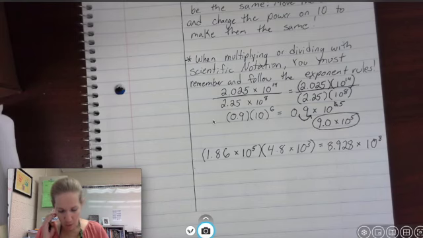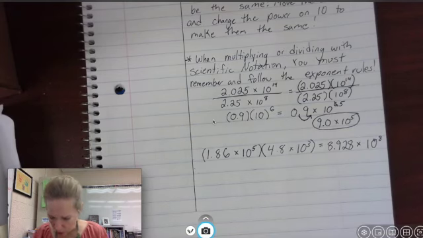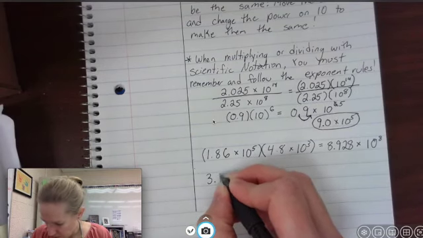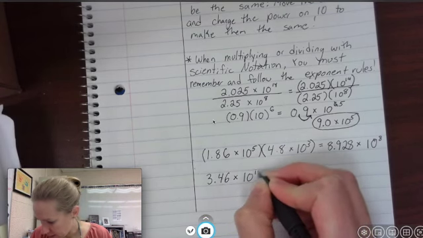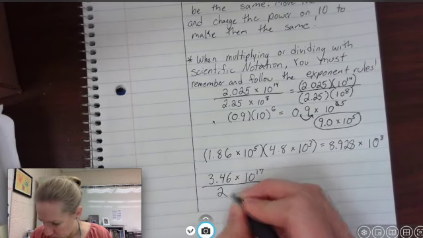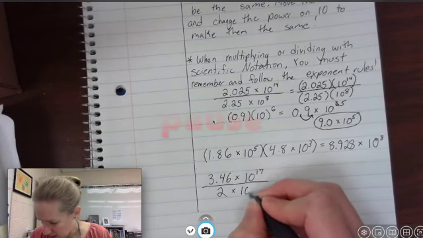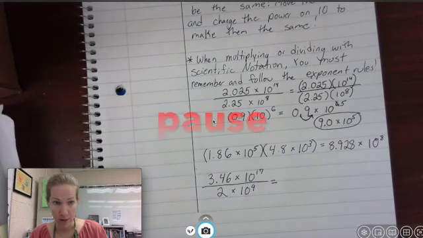I'm going to put one more here, and then you see if you can get the correct answer. Let's do a division problem. Do 3.46 times 10 to the 17th divided by 2 times 10 to the 9th. Go ahead and pause the video and try this one out.